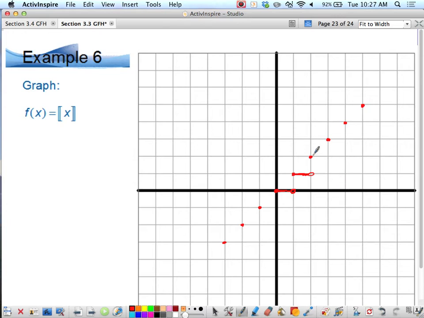What do you think everything between 2 and 3 will equal? 2. So these will stay, and then it'll jump. These will stay, and it will jump. So it's producing these little bitty pieces of a graph, and they're sometimes called stair step functions.